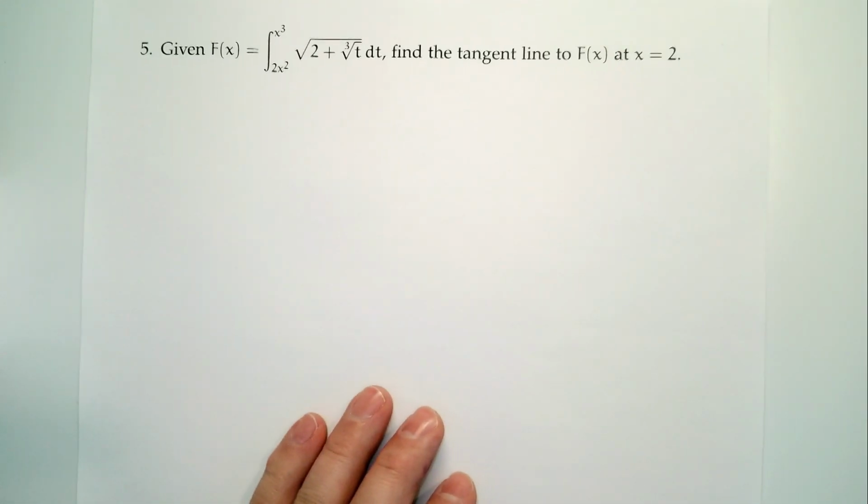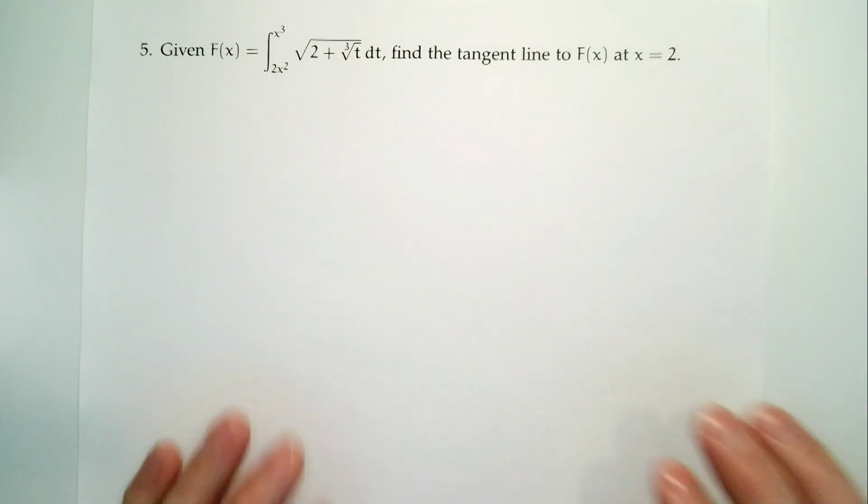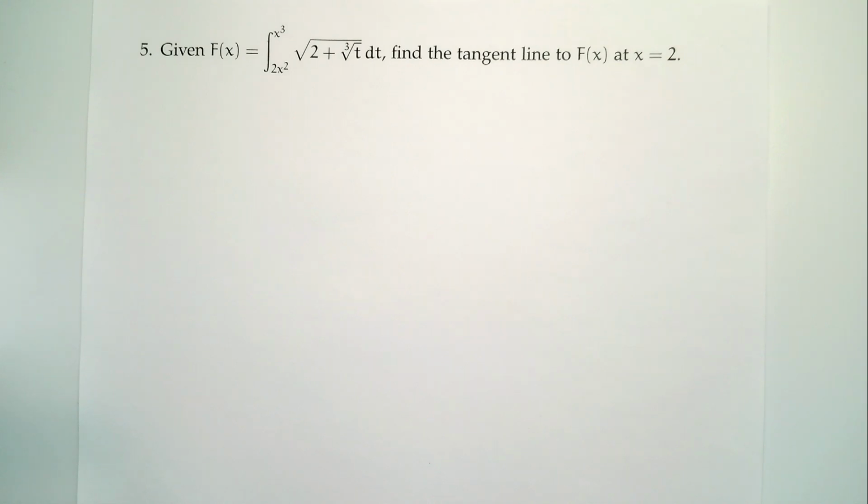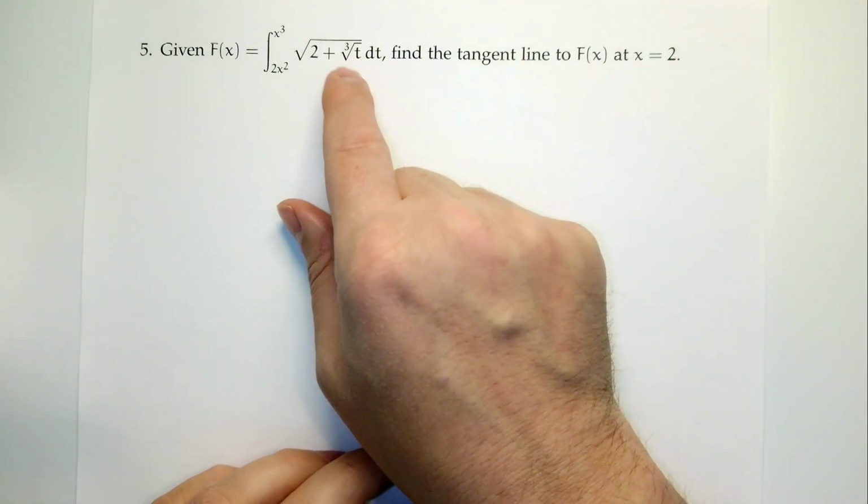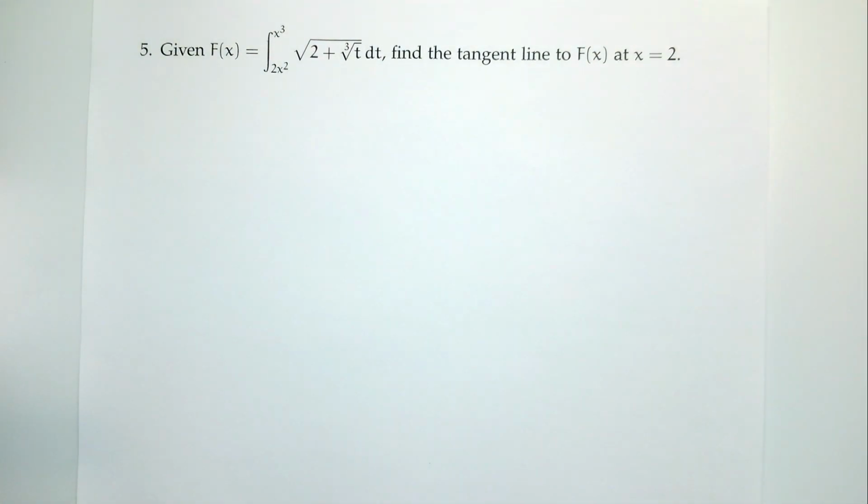All right, number 5. We're given this really bizarre function, capital F of x, which is the integral from 2x squared to x cubed of the square root of 2 plus the cubed root of t dt. And we're asked to find the tangent line to capital F of x at x equals 2.